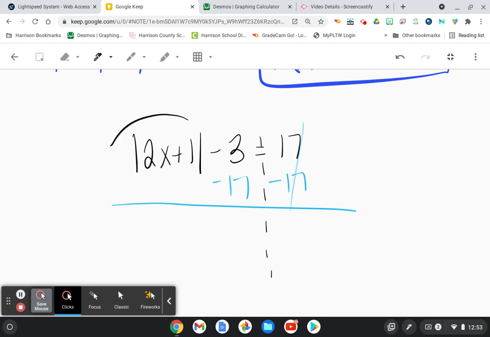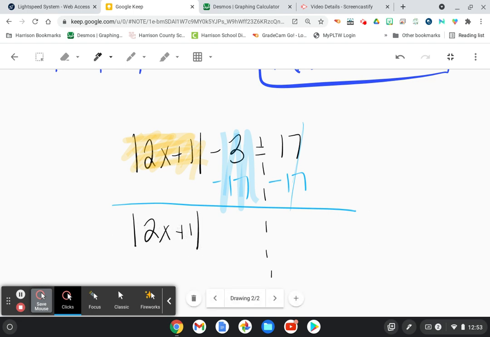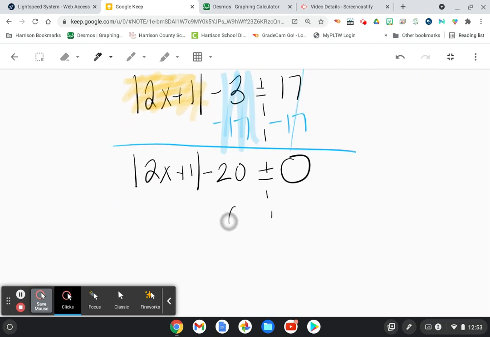I cannot go inside that absolute value, okay? This has to stay the way it is. That cannot change. But we do have like terms right here. If you want to combine like terms, you can. All right, what I mean by that is you can have the absolute value of 2x plus 1, negative 3 minus 17 is negative 20 equals, and right here 17 minus 17 is 0. So you could do that. You can do that just fine. Or you could just leave it the way it is.